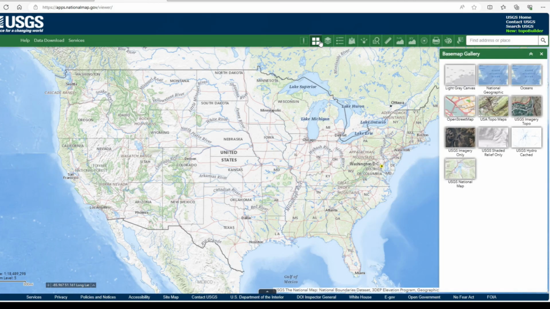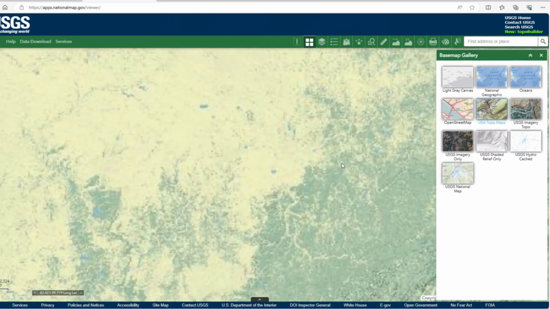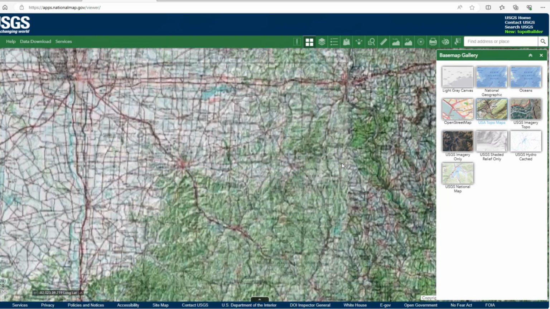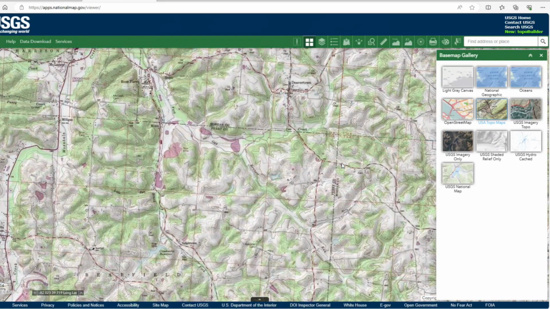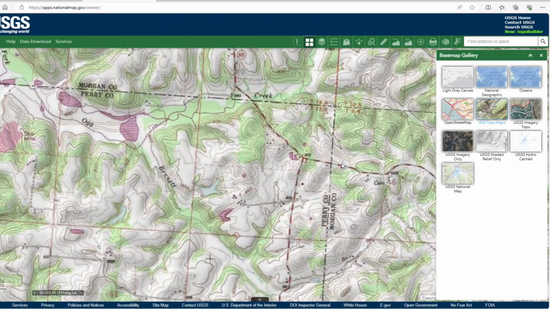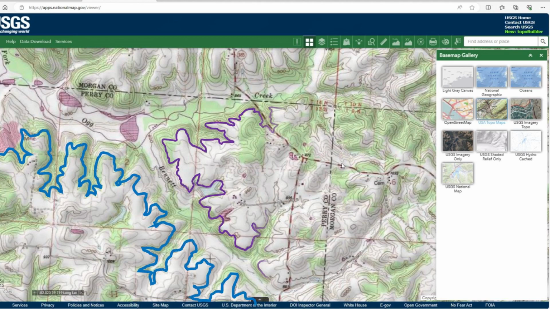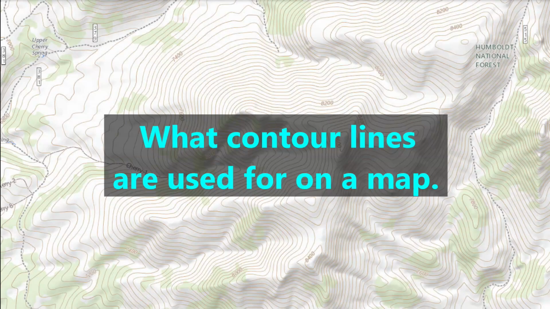This website is run by the U.S. Geological Survey. The term topo map is an abbreviation for topographic maps. Topo maps show contour lines, natural land features, and things made by people. For the purposes of this video, we'll focus on contour lines on maps and how to interpret them. Next, we'll learn what contour lines are used for on a map.